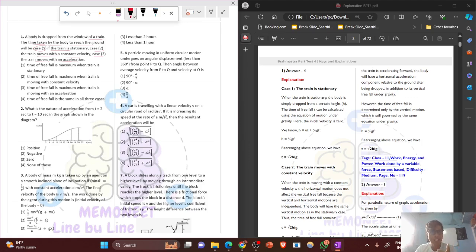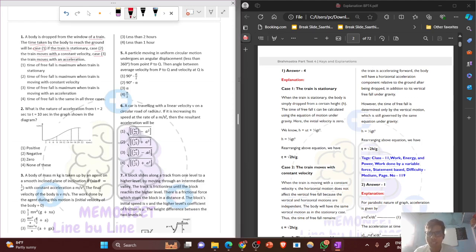Case 1, the train is stationary and we throw a ball from the window. Case 2, it is moving with constant velocity. Case 3, it is accelerating. Now, what it asks: the time of free fall is maximum when the train is stationary. Basically it is asking what the time of fall is, how much time the ball takes to fall to the ground. We will look at the different cases one by one.